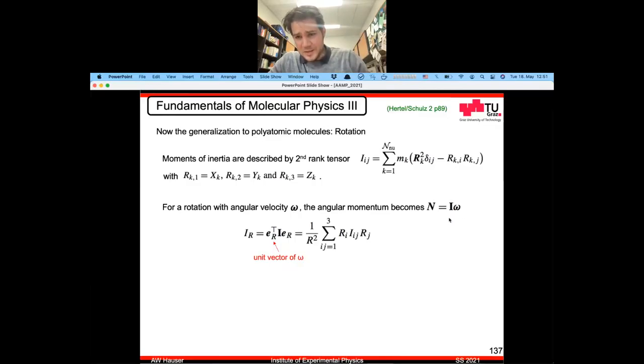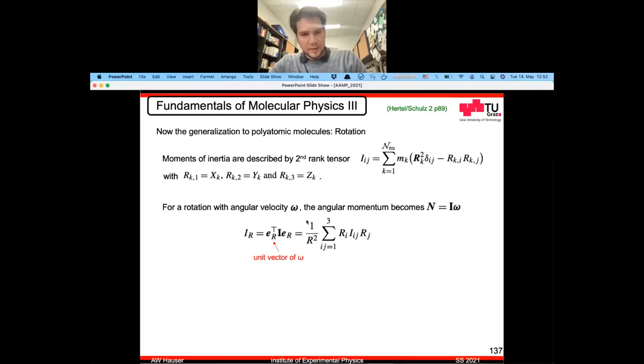This is a little bit sloppy in the way it's written, because we have to realize that omega and n are vectors and I is a second rank tensor, which is explicitly visible in this situation where we say, okay, if I would like to know the moment of inertia for some arbitrary rotation, say a rotation along some vector r, then I will get the corresponding angular momentum by taking the second rank tensor I and then multiplying it from the left and from the right with the corresponding unit vector of the direction of rotation that I'm interested in.